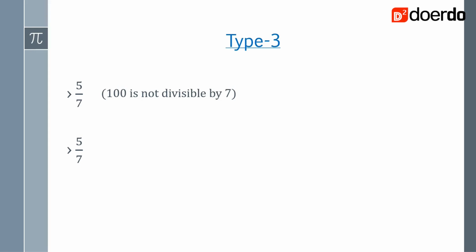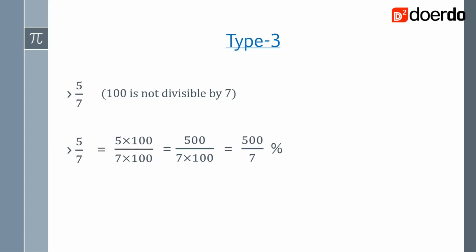As a result, I multiplied the numerator and denominator by 100, resulting in 5 into 100, that is 500. I'll write 500 over 7, and then replace the 100 in the denominator with the percentage symbol. Now I have the option of converting this to decimal. That is 500 divided by 7. This is written as 71.4285%. I can still reduce it to smaller terms by rounding off to 2 decimal places as 71.43%.